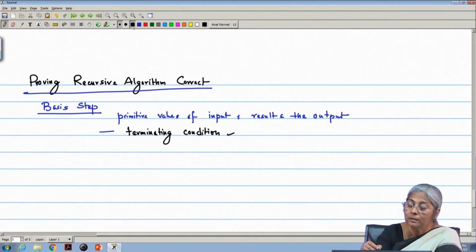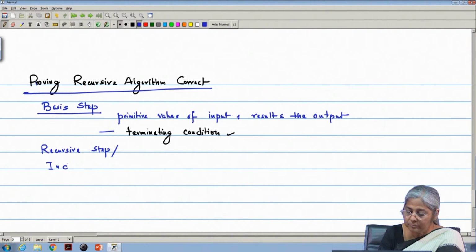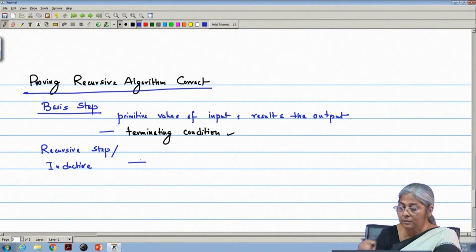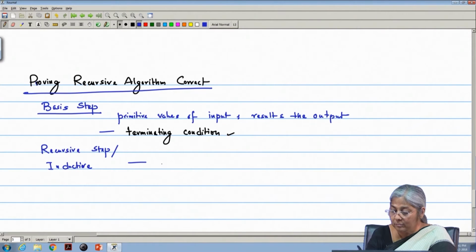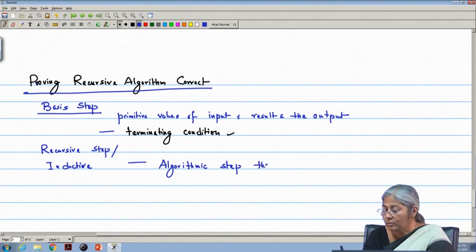Then what is my inductive step or recursive step? So, this is my recursive step or inductive step. It is the algorithmic step that contains the recursive function.